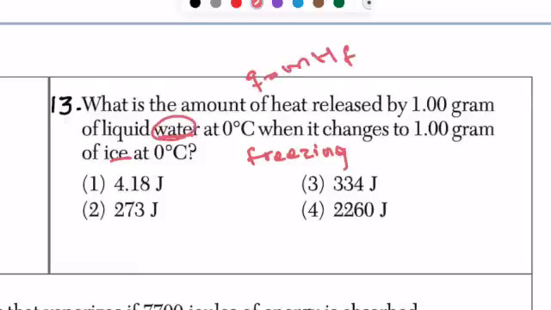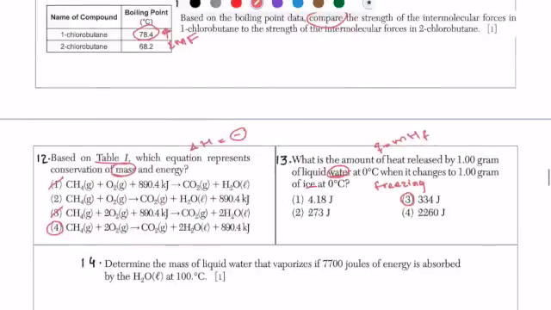Because it's just water, the heat of fusion of water is given in table B. It's about 334 joules per gram. So you just multiply that with the given mass, which is 1. So the answer in this case is 334 joules.